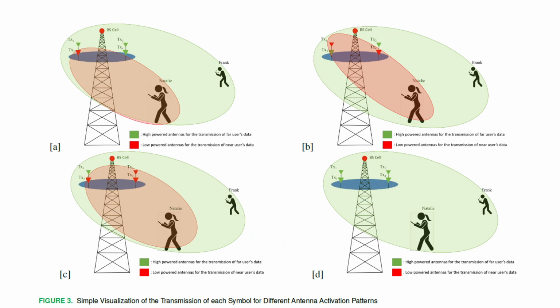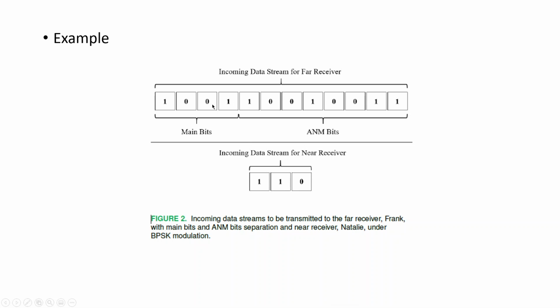So what do we mean by that? You can see it in figure 3b. These green ones are deployed to transmit the far user's data, while the red ones are used to transmit the near user's data. And similarly, this 0 will be transmitted for the far user, and another 0 will be transmitted for the near user.